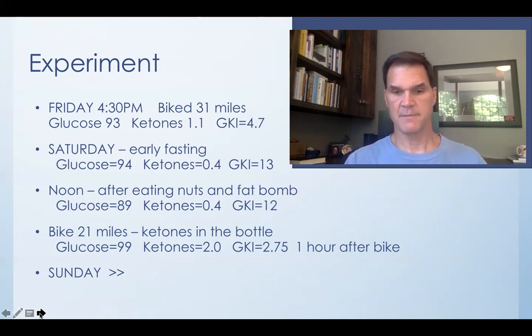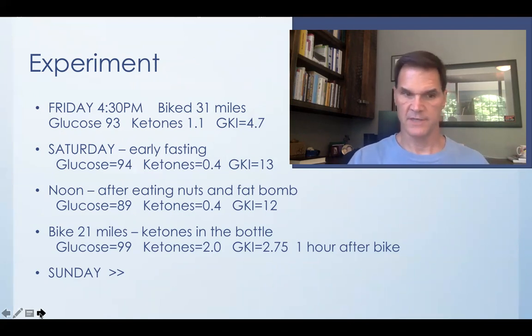But you can see the impact. My GKI is way down to 2.75. Now, why is my glucose at 99? Well, glucose goes up and down. The body will go to great measures to keep glucose in a healthy range. And when you stress yourself and you're in a ketogenic state, the body will break down some muscle to make glucose if it needs it. All right. So that was Saturday. That kind of makes sense.